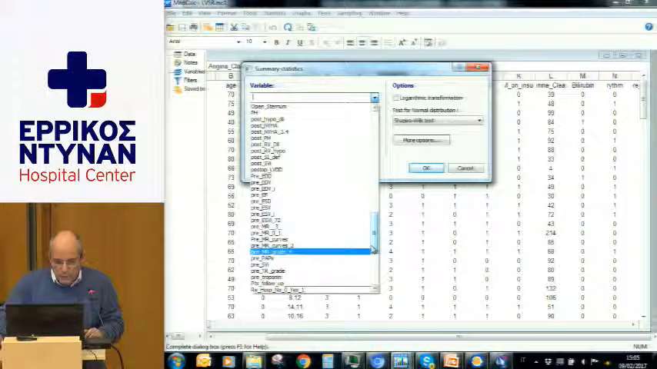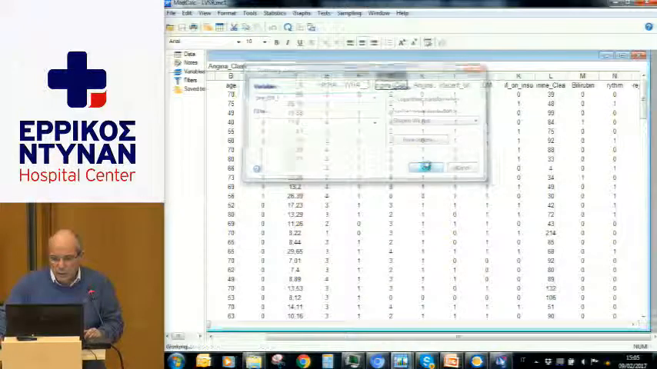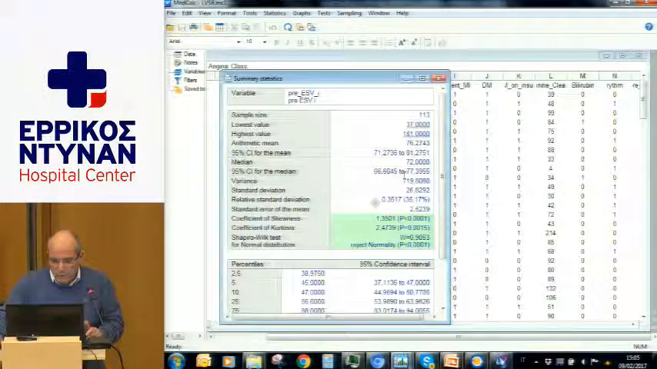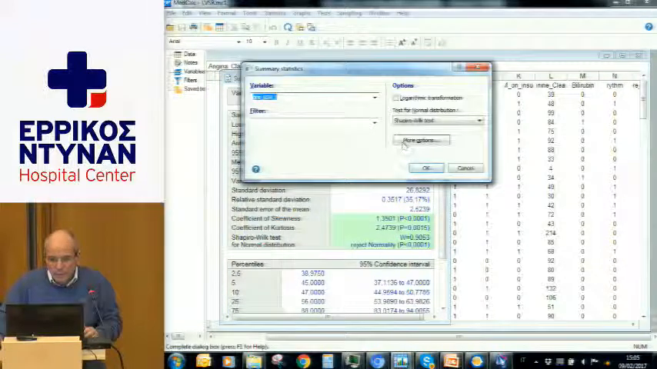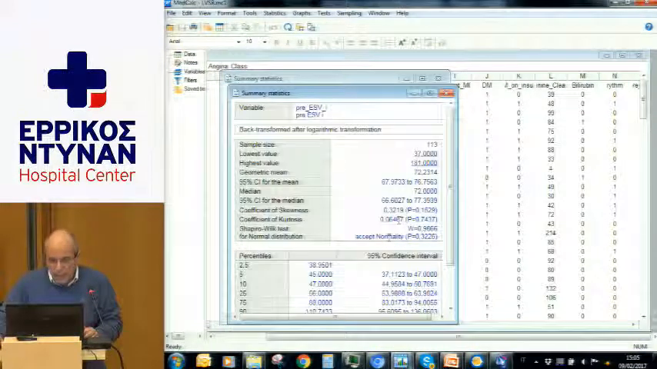Let us find here. Okay, and the systolic volume index. Okay, reject normality. Log transformation. Accept normality. Good, so that means we can use another test. Which is the test we can use?